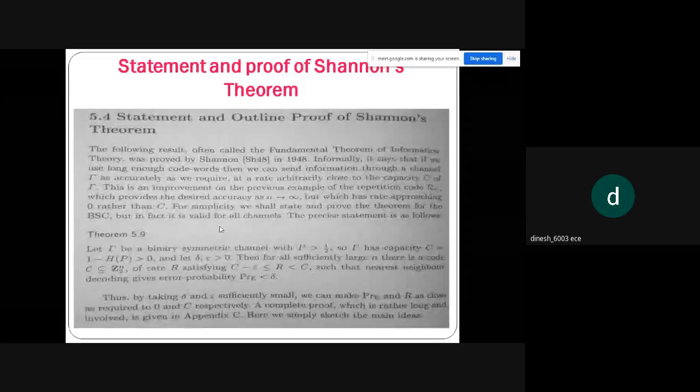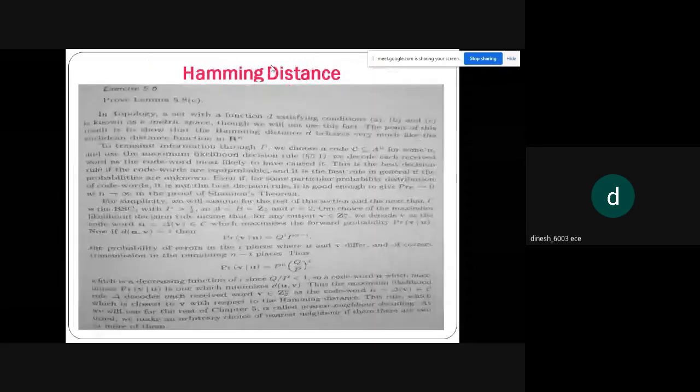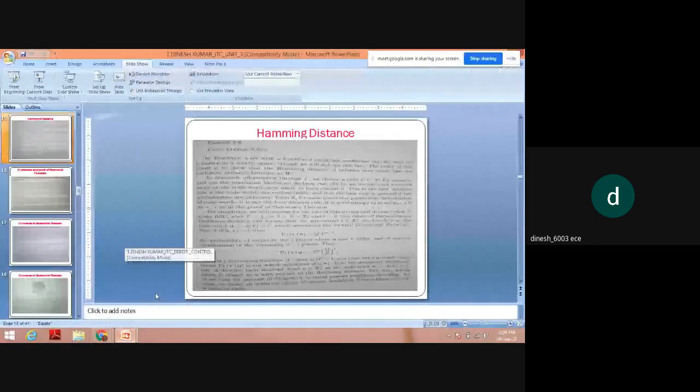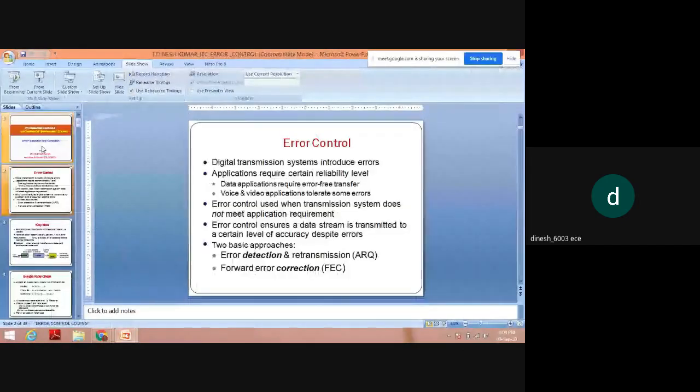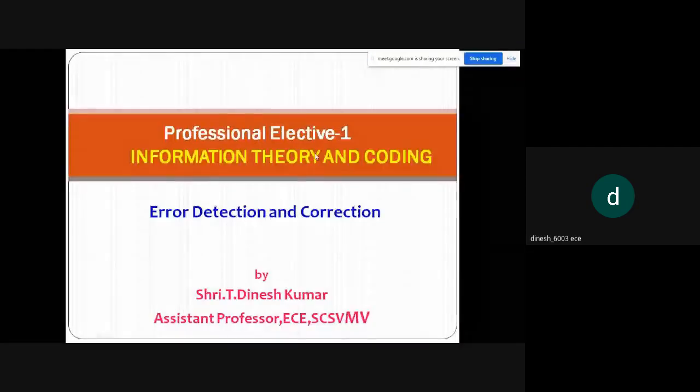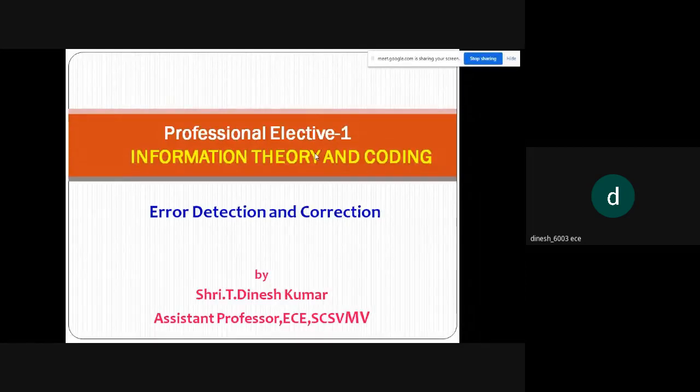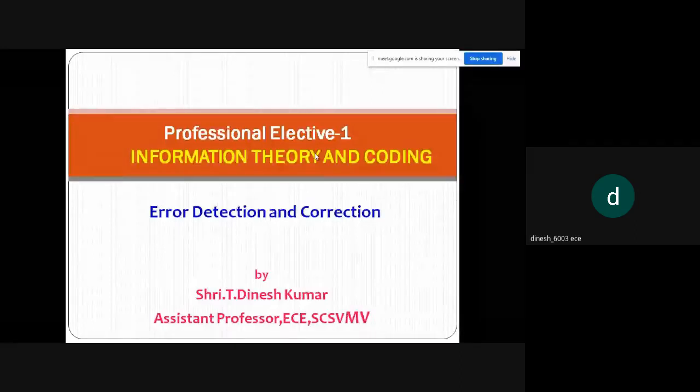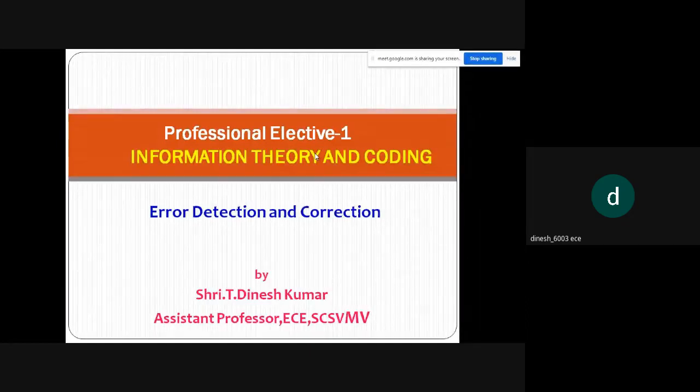The Hamming distance is used for error detection and correction. Most of you would be wondering what error detection and error correction are. So first we'll see error detection and correction, then I'll tell you about Hamming distance. Okay.